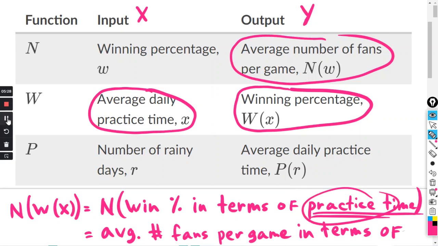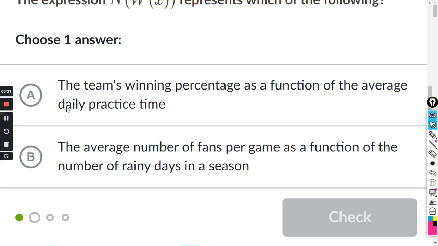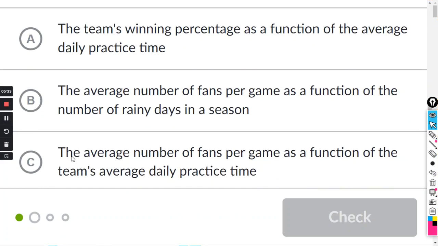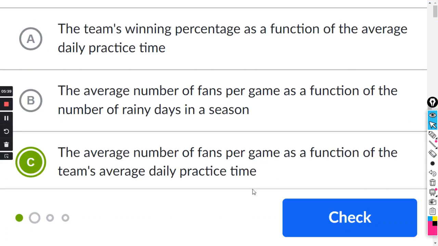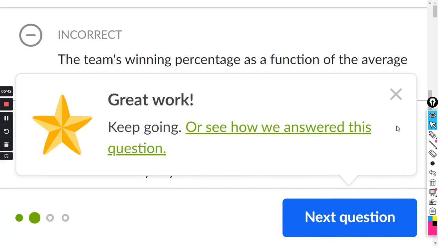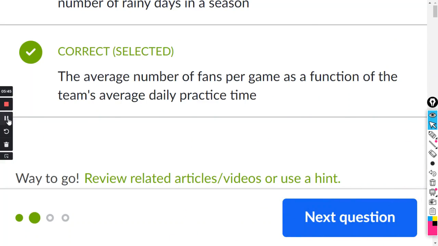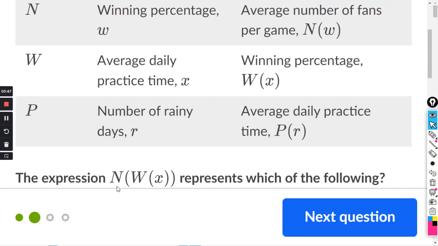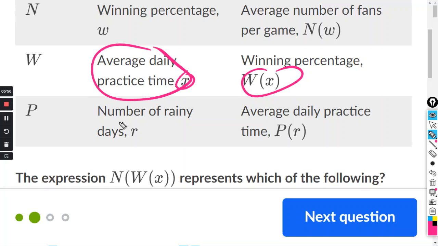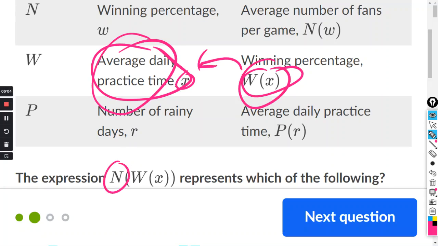Let's take a look. Okay, so looking at my answers, answer C, the average number of fans per game as a function of the team's average daily practice time. Okay, so N was a function of W of X, but W of X was a function of X, which is the average daily practice time. So N became a function of average daily practice time, since this was based on average daily practice time.